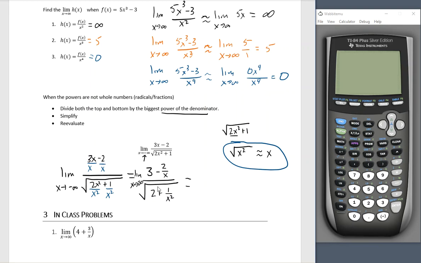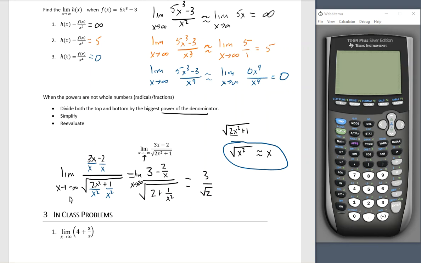Now, as x goes to negative infinity, this 2 over x will go to 0, because if I have 2 M&Ms and I share them with the entirety of campus, everybody gets to sniff M&M dust or something. It's essentially nothing that you get. So this looks like a 3 over the square root of 2.